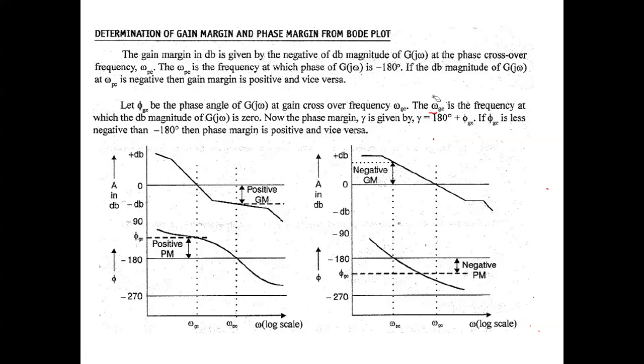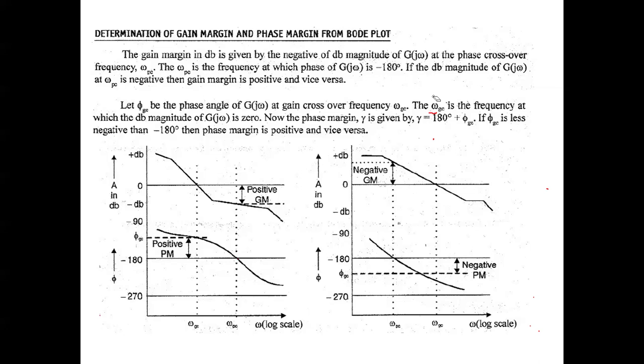Here we need to remember four definitions: gain margin, phase margin, gain crossover frequency, and phase crossover frequency. Once again, gain margin is the reciprocal of the magnitude calculated at the phase crossover frequency. Second, phase margin is the additional amount of phase which can be added to the given system: gamma equals 180 plus phi GC, calculated at the gain crossover frequency.